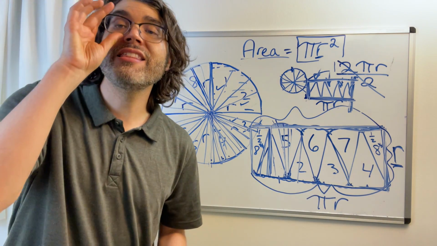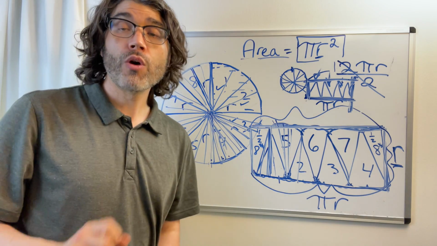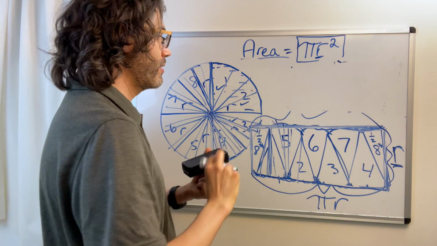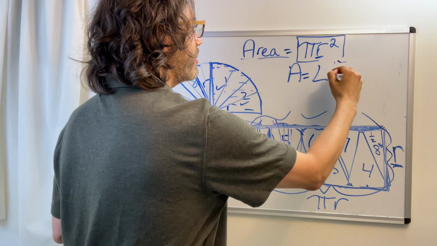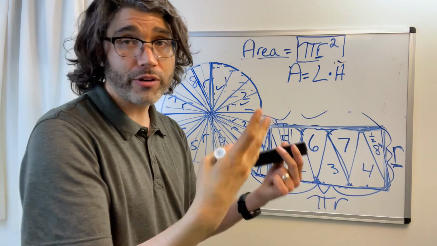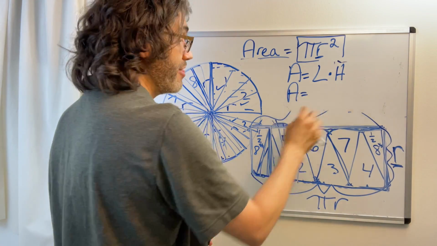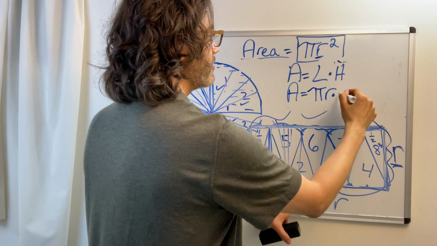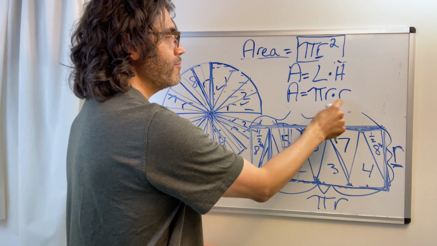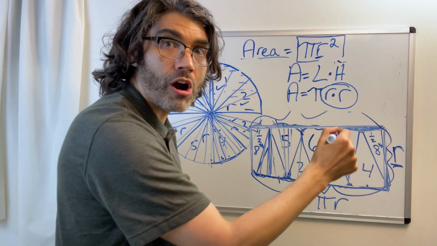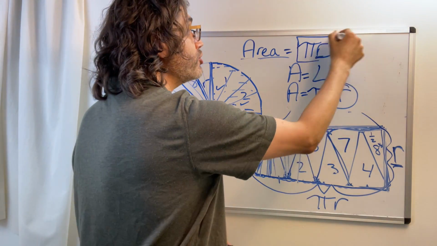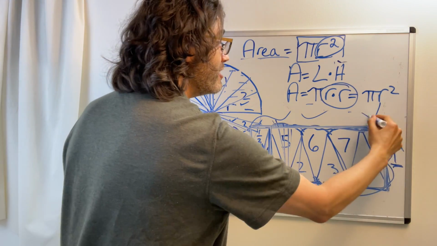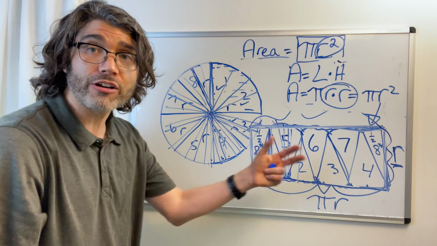How do we get the area of a rectangle? We multiply the length times the height, or length times the width, whatever you want to say. So the area of this rectangle is the length, which is pi r, times the height, which is r. Pi r times r. That's r squared. This is pi r squared. This rectangle that we made has an area of pi r squared.